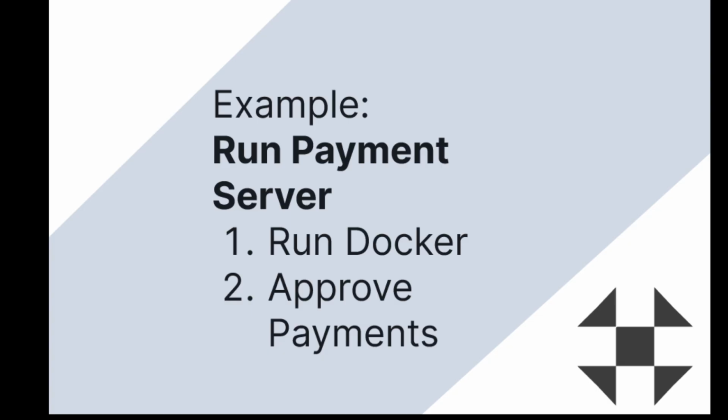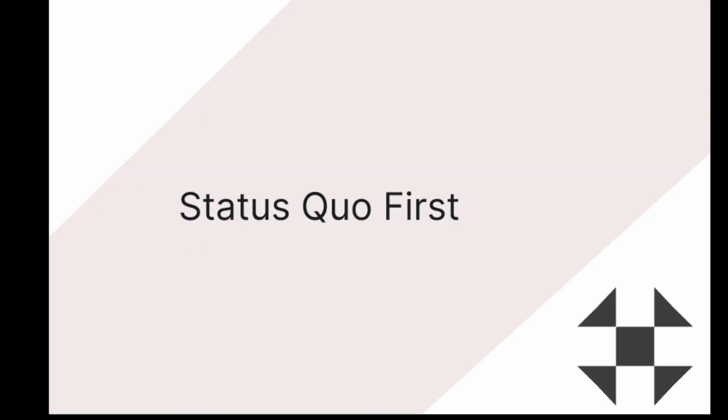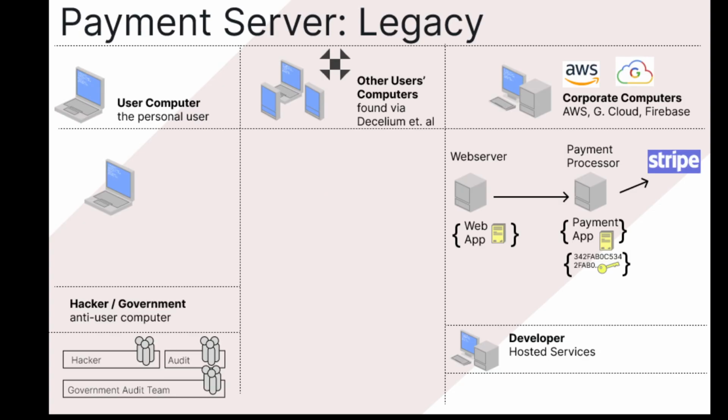As a simple example, but also an interesting example when considering network development, we'll talk about a payment server example, something like a Stripe payment form, somewhere where someone might be able to submit a payment for something like buying a T-shirt. First, we'll discuss the status quo.